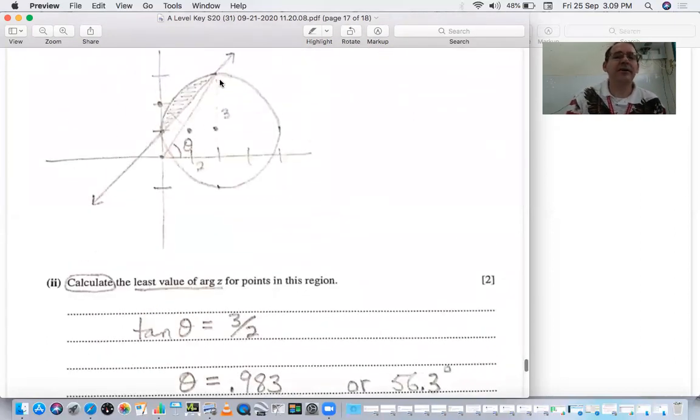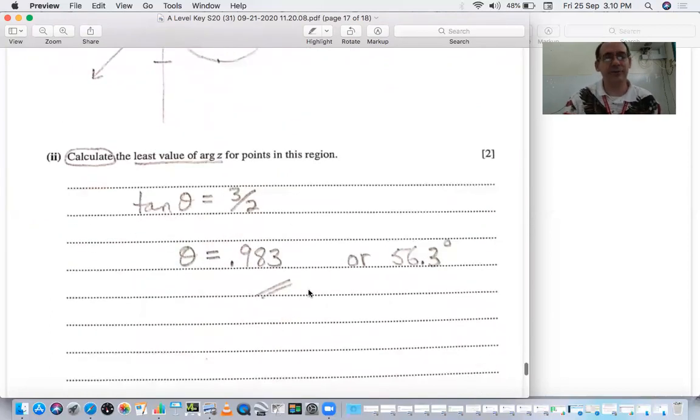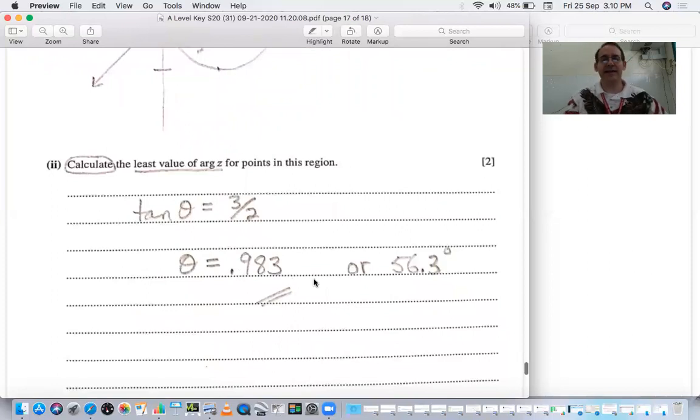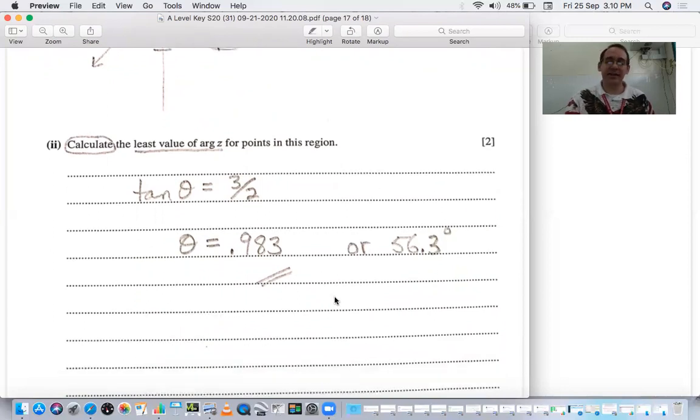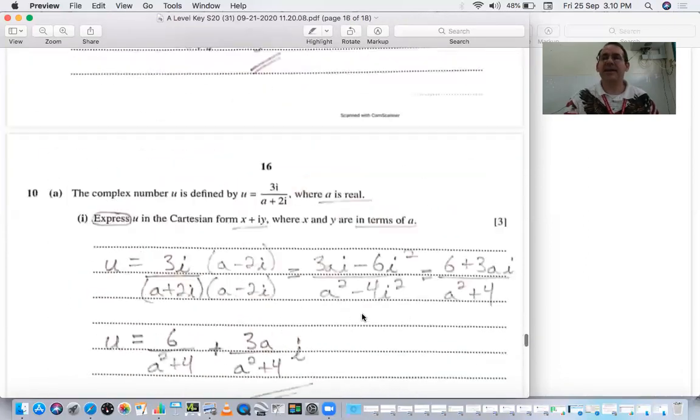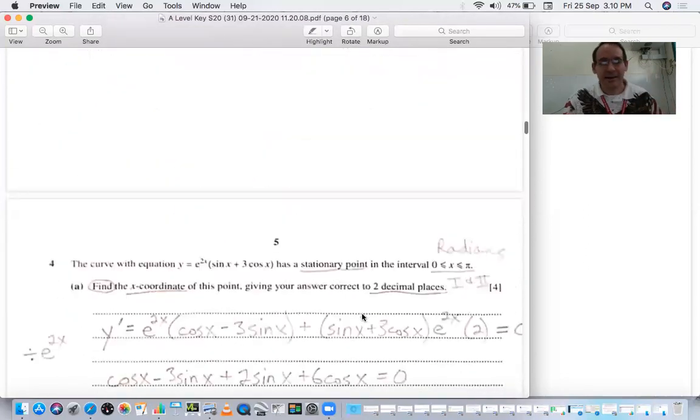So basically, all you need to do is find yourself a nice little triangle in there. I come from that point down to the x-axis, the real axis, and you can count, it's 3 down and 2 over. So that's tan theta equals 3/2, inverse tangent, and you get either 0.983 if you're dealing in radians, or 56.3 degrees if you're dealing in degrees. And that's the end of our past paper.